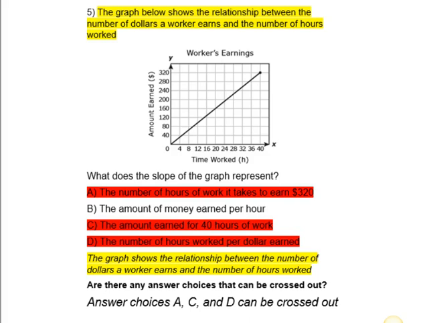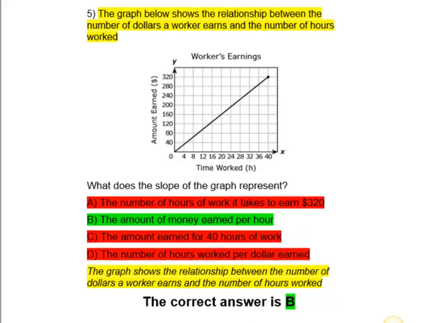And for D, the number of hours worked per dollar earned, that's incorrect as well. Since we've crossed out those wrong answers, our correct answer is B. The slope represents the amount of money earned per hour. Our correct answer is B.